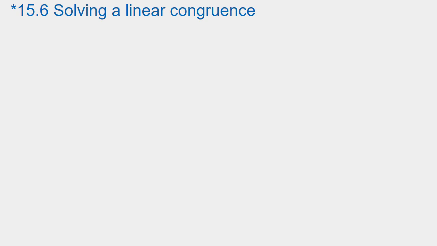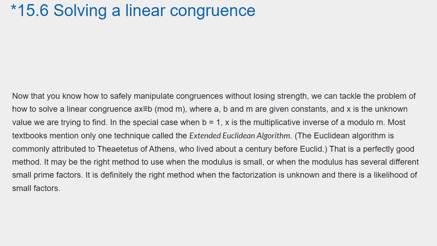Section 15.6. Solving a linear congruence. Now that you know how to safely manipulate congruences without losing strength, we can tackle the problem of how to solve a linear congruence AX is congruent to B mod M, where A, B and M are given constants, and X is the unknown value we are trying to find.